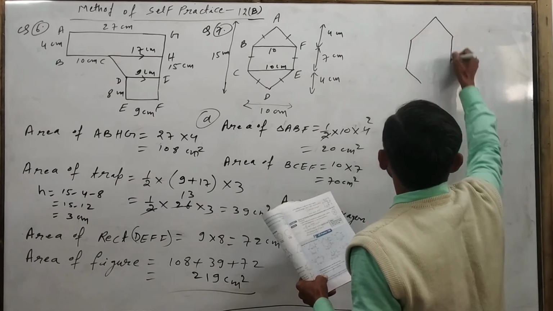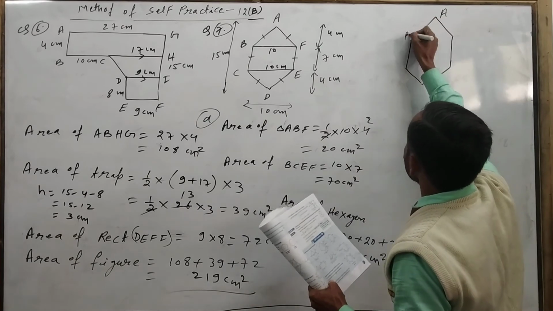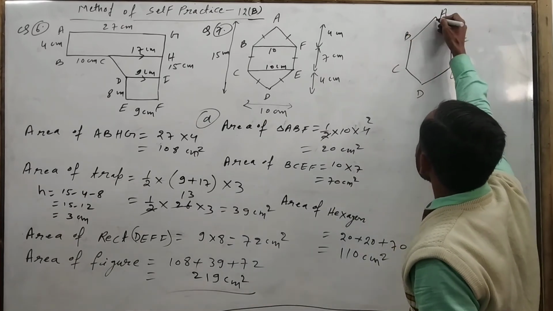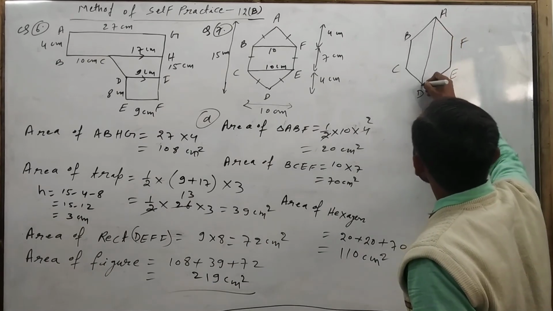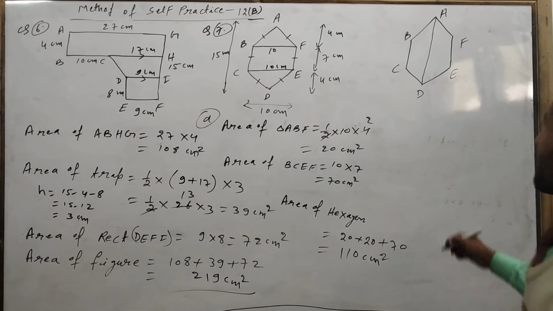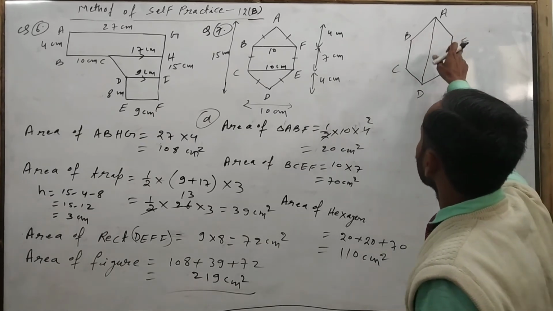This one is the regular hexagon. A, B, C, D, E, F. We just have to draw the diagonal A to D, and then two congruent trapeziums will come. Now we have to find this area, then we can find the whole area.